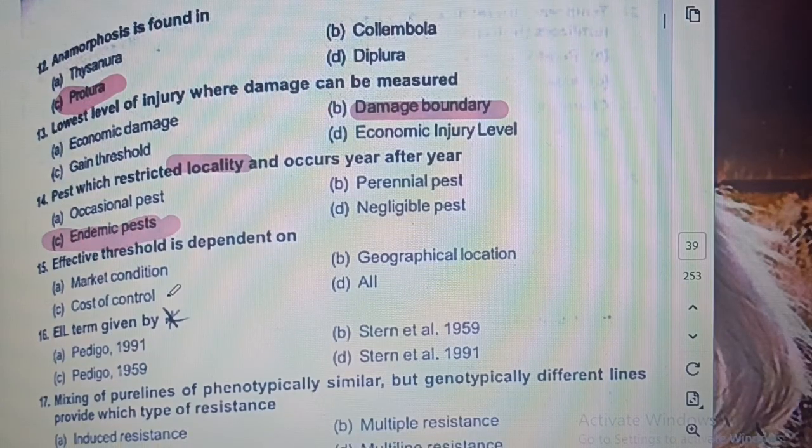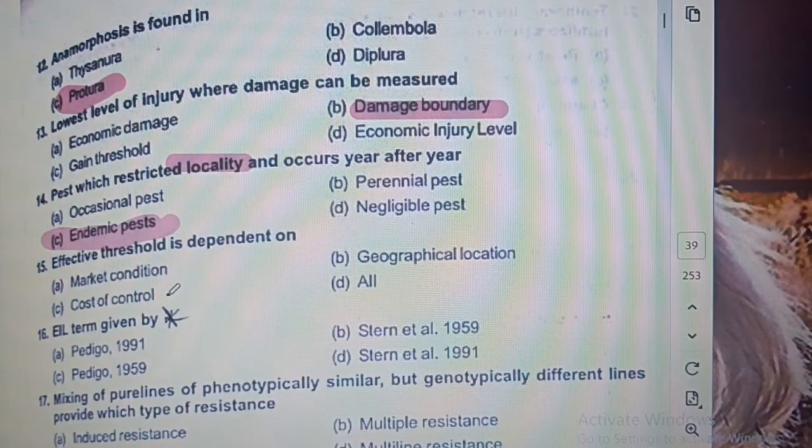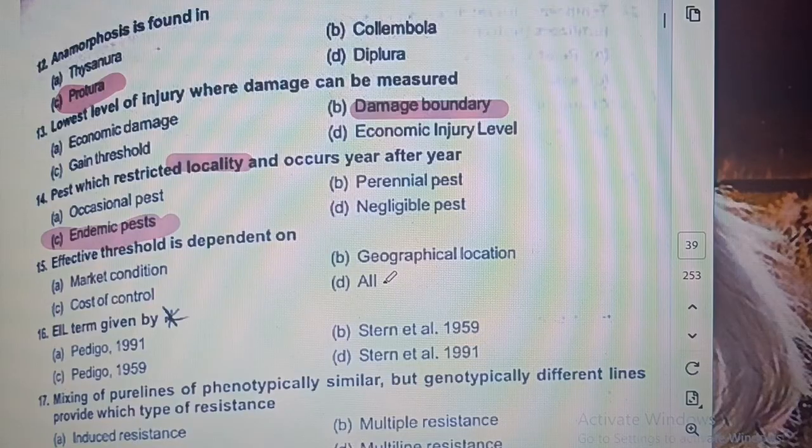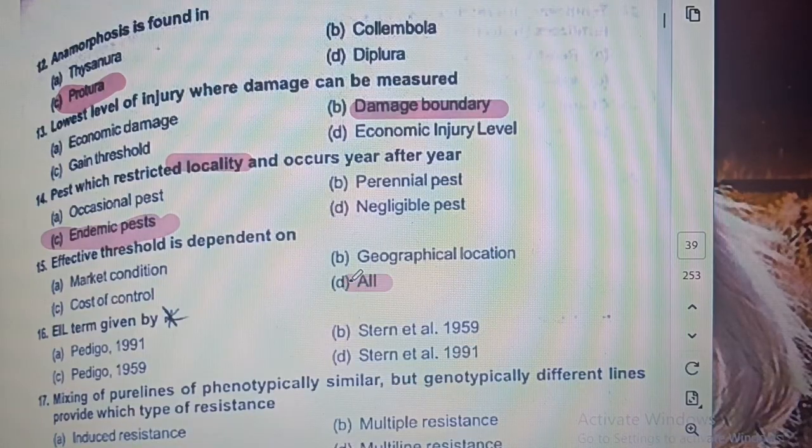Economic threshold depends upon what? So the economic threshold depends upon marketing conditions, cost of control, and geographic locations also. If the product has a very high marketing value, the threshold will be very low. Likewise, if they are present in very far geographical locations, their ETL can be maintained very high, because the controlling measures to reach those parts can be delayed. In that manner, it depends on all of these.